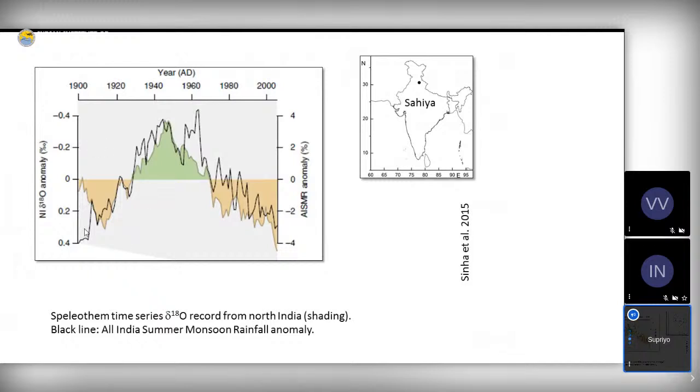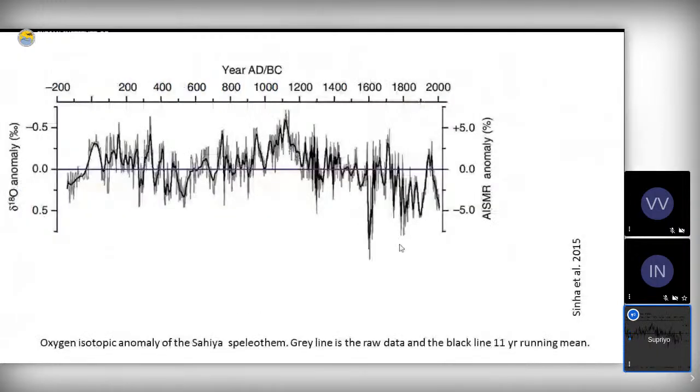So what we see here is that the isotopic anomaly and the rainfall anomaly show a strong covariation. Since this represents all India rainfall variability, we can conclusively say that the isotopic composition of the speleothem is carrying rainfall information over a large scale, and this is not necessarily on the local scale.